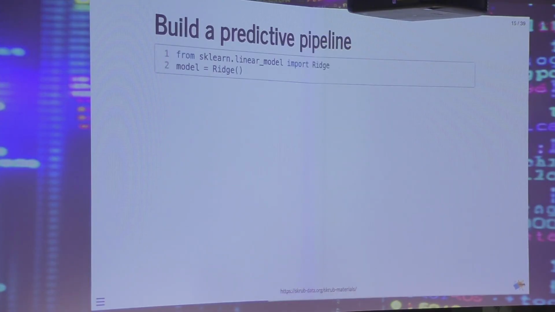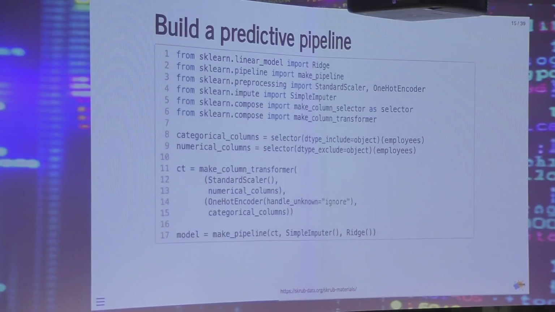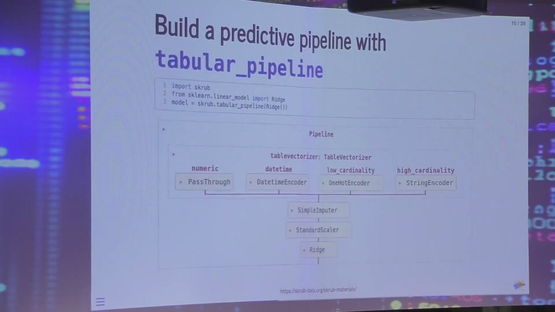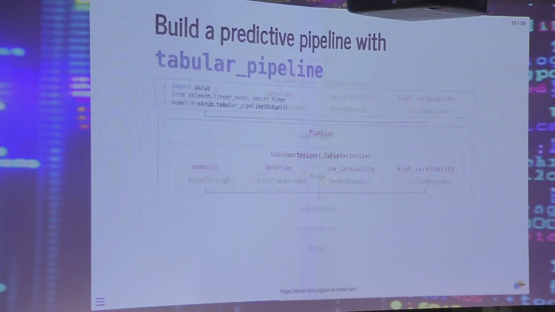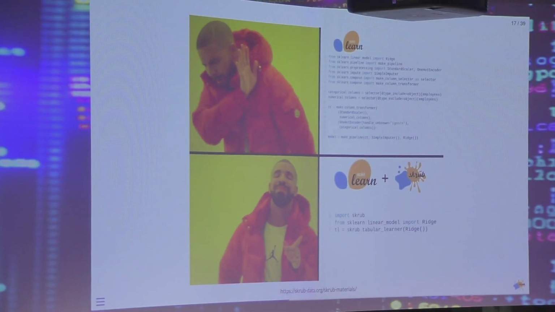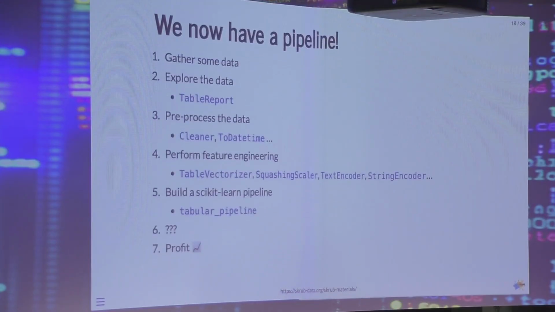Now we can build a predictive pipeline, and this is what you have to do if you want to do it properly with the ridge, or you can just use a tabular pipeline from Skrub, which gives you all of the same, including the table vectorizer plus the goodies that you need for the ridge, all for you in 2 lines. And this is how I feel whenever I am working with Skrub, because if you are just dealing with default scikit-learn, it can get a bit wordy, but with Skrub, everything is much easier to digest. So now we have a pipeline, because we can explore the data, pre-process the data, do feature engineering, and build a full scikit-learn pipeline with a tabular pipeline.